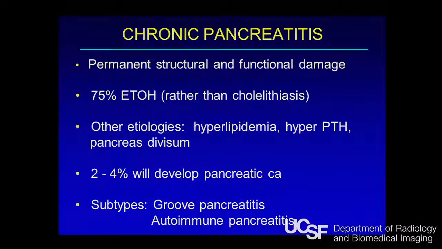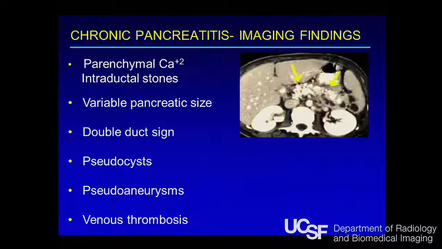Okay, chronic pancreatitis, this is where you have permanent structural and functional damage of the gland. By far the most common cause will be alcohol, and you can see the other etiologies. Now, with the chronic inflammation of the gland, this does predispose you to a small chance, although it is a real chance, of developing pancreatic adenocarcinoma. And as I mentioned, we'll talk about the subtypes in a bit.